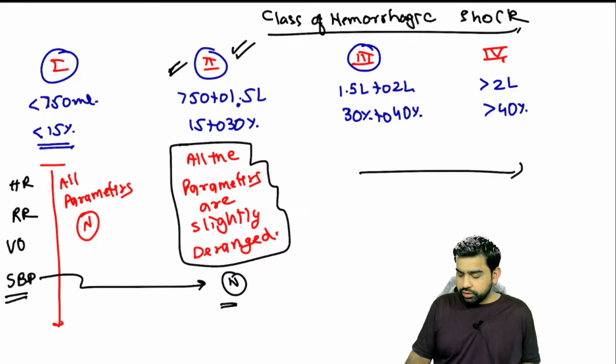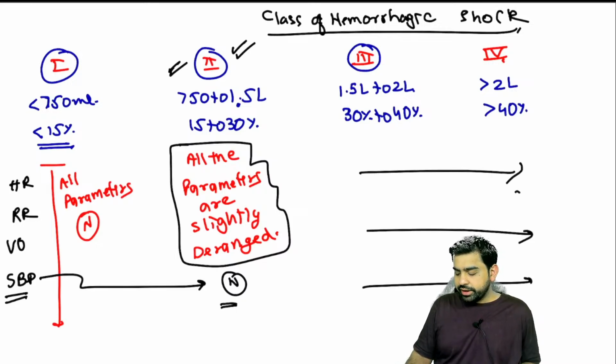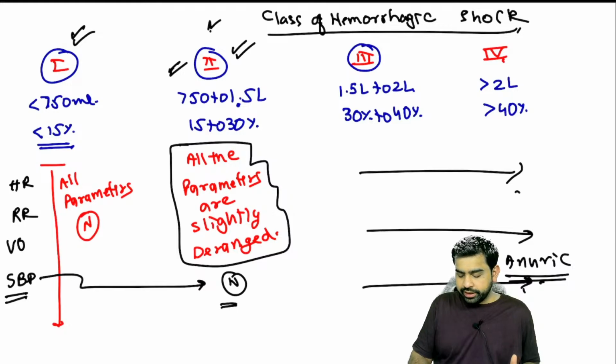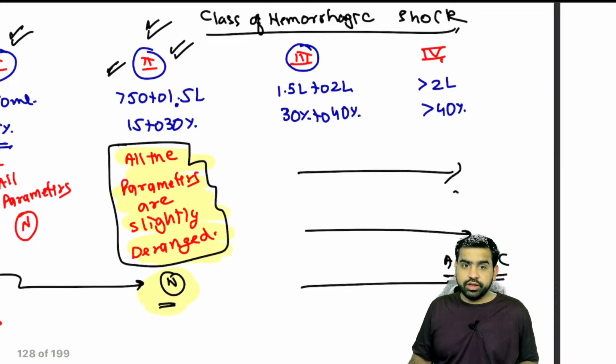In class 3 and class 4, the parameters continue to deteriorate, and ultimately the patients become anuric. This is not that important, but what is important is class 1 and class 2 hemorrhagic shock. All the parameters are slightly deranged, but the systolic blood pressure is normal. This is class 2 hemorrhagic shock. Do not forget this; it is an important clinical scenario which they keep on asking you.